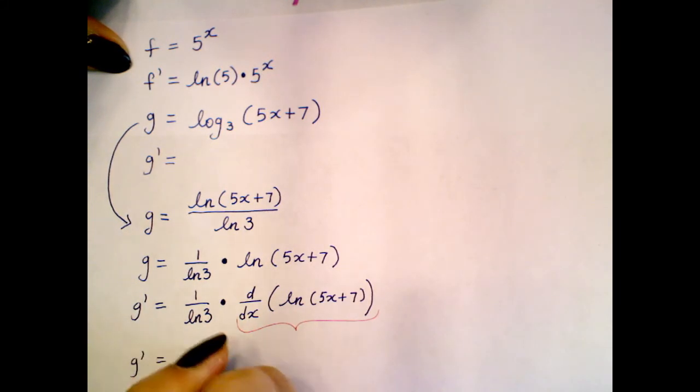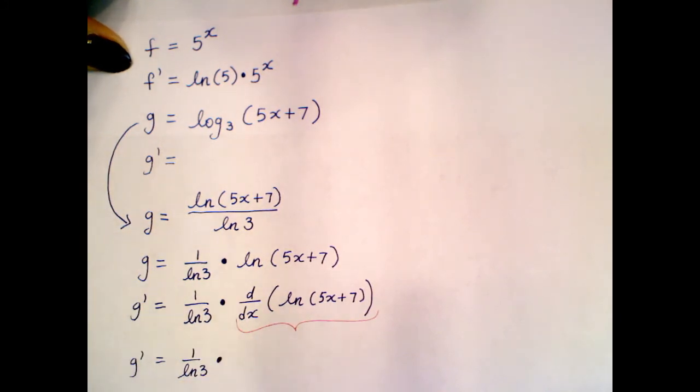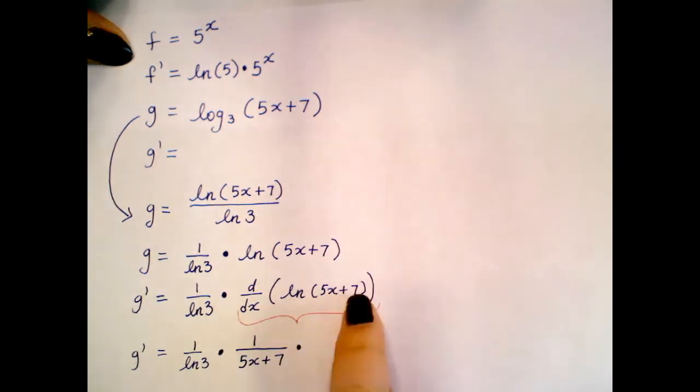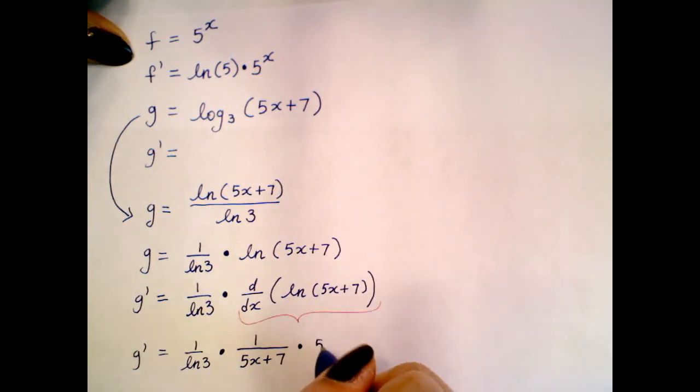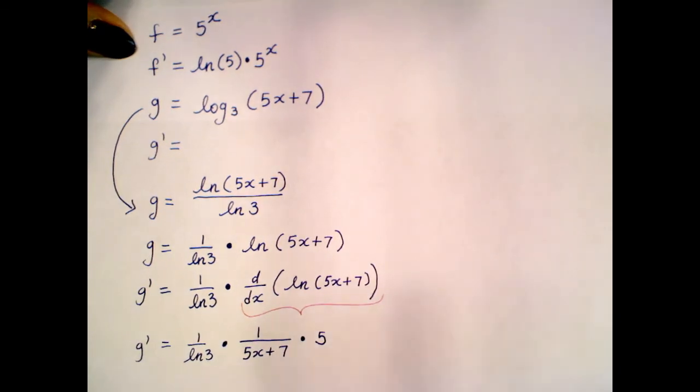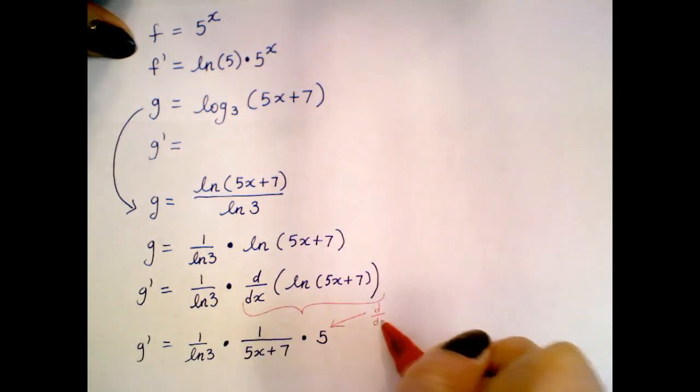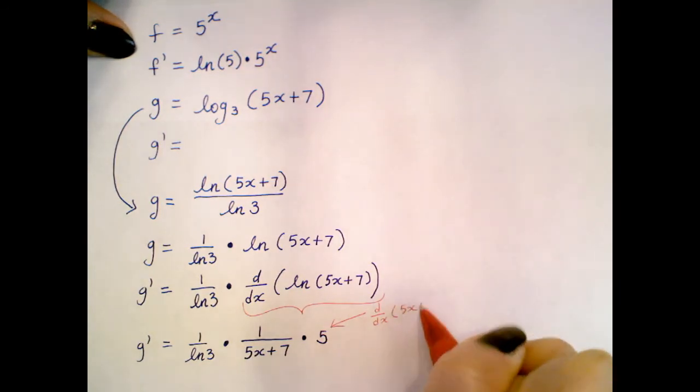G prime is equal to 1 over natural log of 3 times, and we did this as, remember how to take the derivative of natural log of x. That's just going to be 1 over x, right? So you will need that term 1 over 5x plus 7. You will need that first, but then you need to multiply this by the derivative of that inside part, 5x plus 7. If you take the derivative of that, you will get what? Just 5, right? Okay, so this 5 is from d/dx of 5x plus 7.